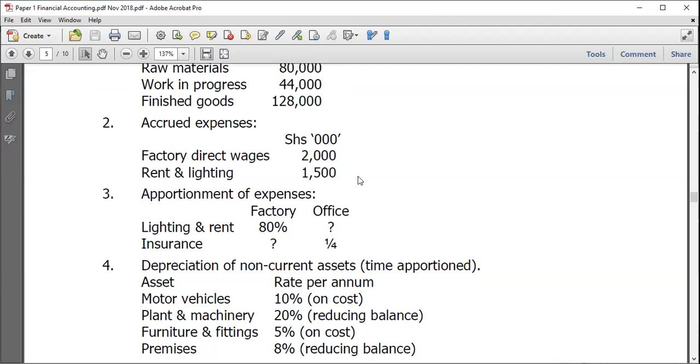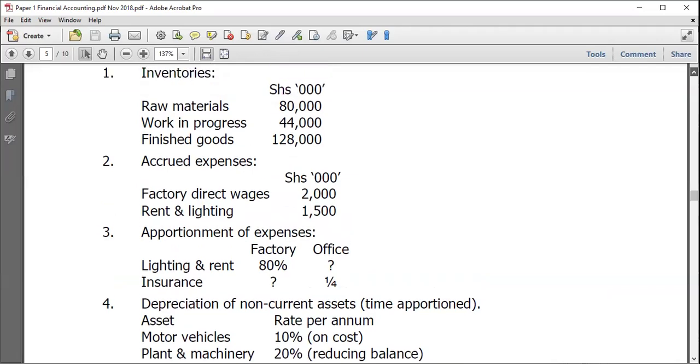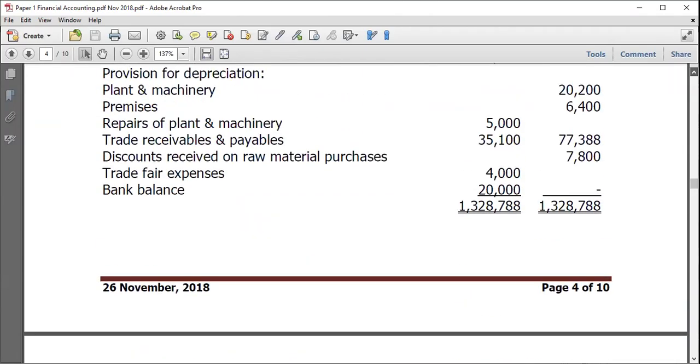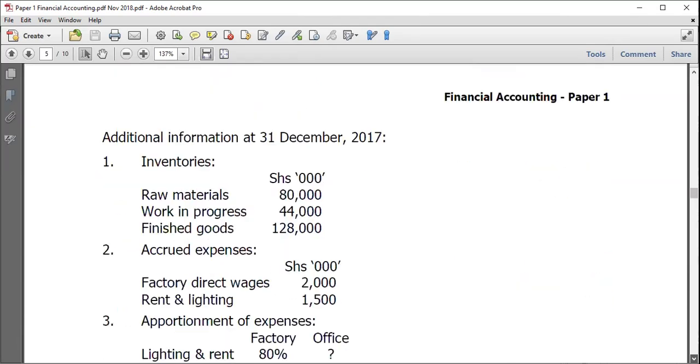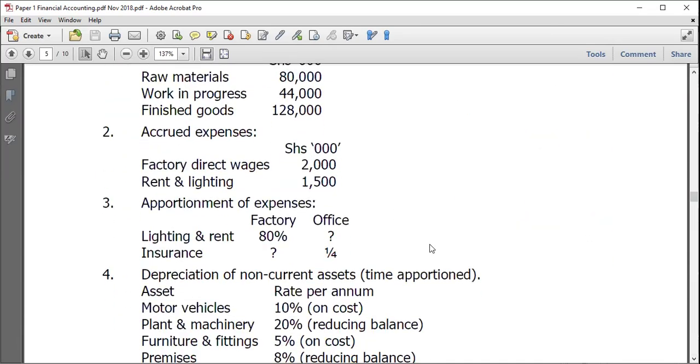Of 1,500. So it means that whatever is in the trial balance is what was paid. What is accrued is what was pending by the year end, unpaid. So you have to add the two figures together. That is the first thing that you need to do to determine what is your total rent and lighting for the year. You add the two together. That is the first thing that we shall do.